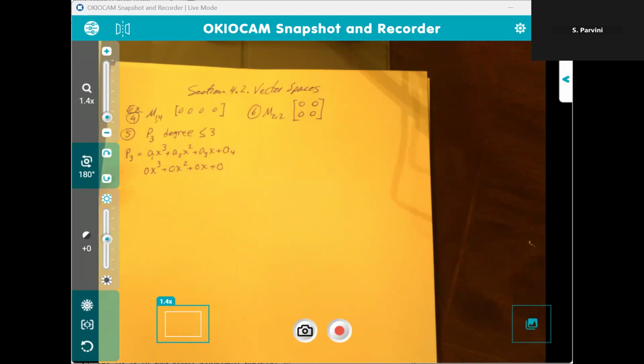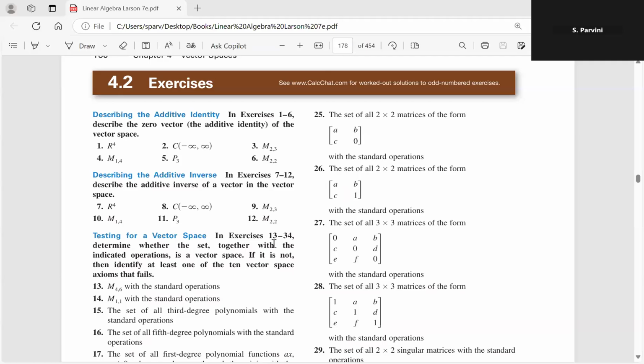Okay, let me change back to the book. And there you go. So we're good on that one. So that was the additive identity. Now, next, it says, what is your additive inverse? So for instance, let's do number 10. We'll do number 8 too, but just to do number 10 to get you in the right frame of thinking. The additive inverse, remember, the additive inverse of u is minus u.